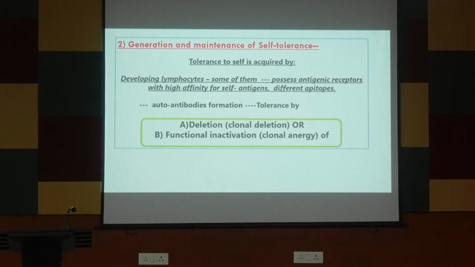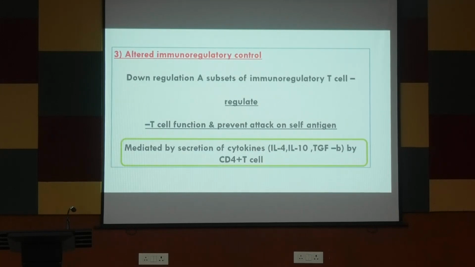Generation and maintenance of self tolerance. Already we know, any reactive receptor or antibody produced is removed from the body; that is tolerance by deletion, and functional unresponsiveness by inactivation. Altered immunoregulatory control: we know the T cells, when activated, are suppressed by some cytokines. The activated T cells also have their function suppressed by different kinds of mediating cytokines.